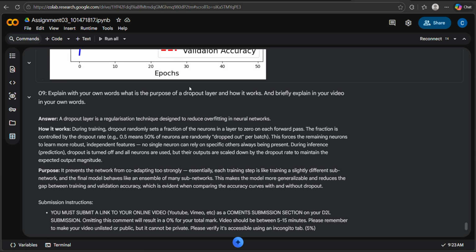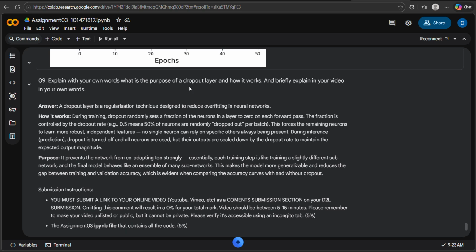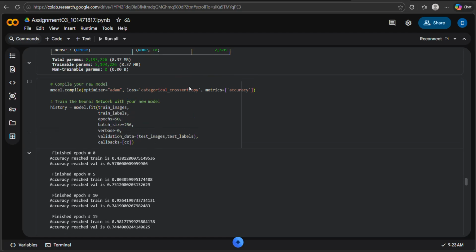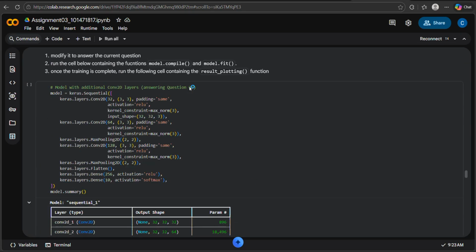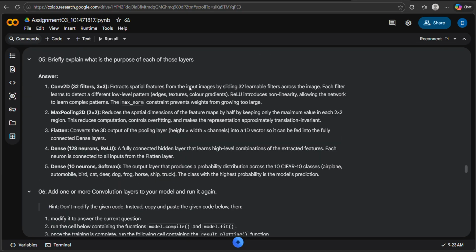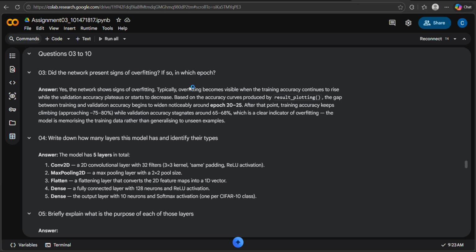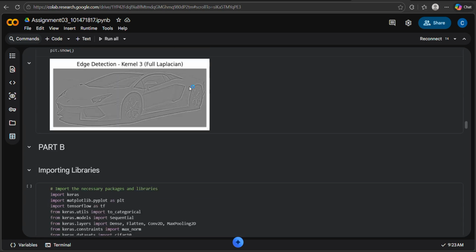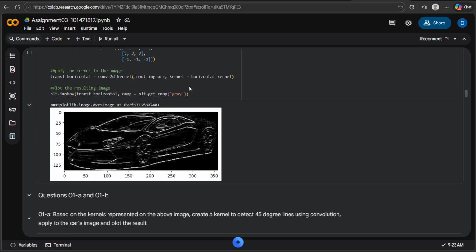This wraps up my assignment 3. In part A, we explored how convolution kernels work to detect lines and edges in images. In part B, we trained a CNN on CIFAR 10, analyzed overfitting, deepened the architecture, and applied dropout to improve generalization.